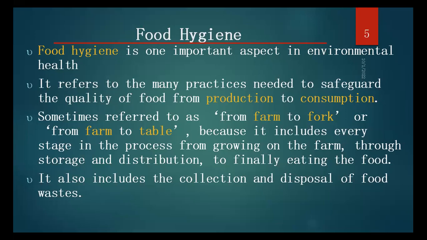So food hygiene is one of the most important aspects in environmental health, and it refers and relates to many practices that are needed to guard and maintain the quality of food from production to consumption. Terms like from farm to fork, from farm to table are used because it includes every stage in the process, from growing on the farm through storage, distribution, to finally eating. And it includes collection and disposal of food waste.